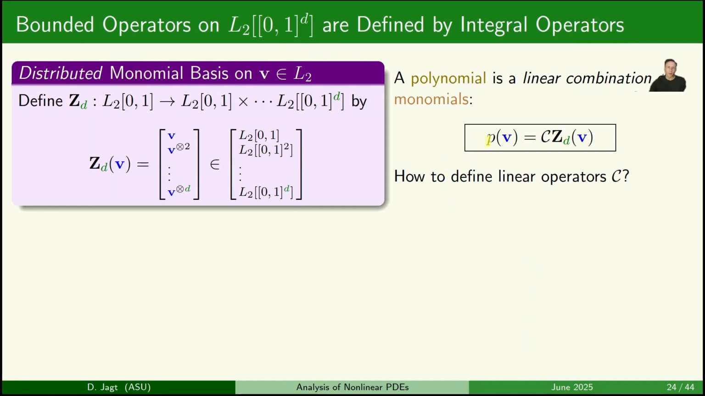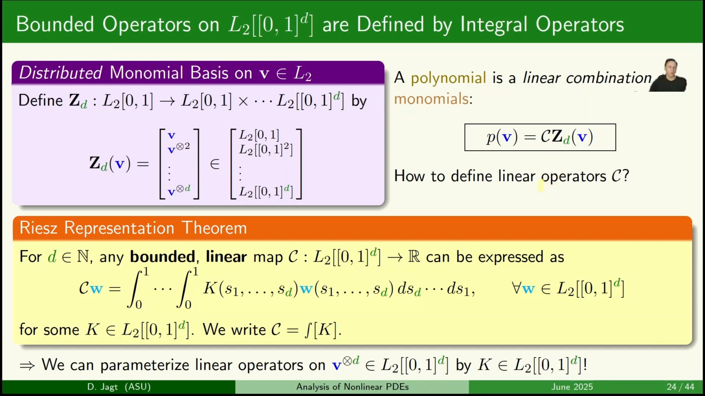How then do we define a distributed polynomial on our function v? Well, again, a polynomial is just a linear combination of monomials. So we need to define a class of linear operators acting on our monomial basis. And for this, we have the Riesz representation theorem, which tells us that any bounded linear map from a square integrable function in d variables to the scalar value can be expressed as d integrals, with some function k here, this kernel k, itself being a square integrable function in d variables as well.